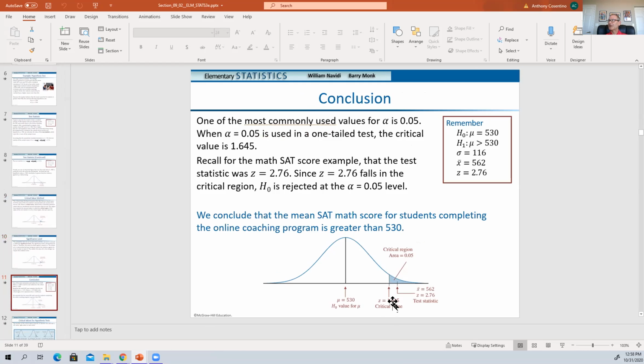And so you could see here that if we do the 5%, that is 1.645. And you could see that the z-score here of 2.76 is well above that, right? So it's even smaller than 5%. And so you should feel very comfortable that you could reject this null hypothesis.